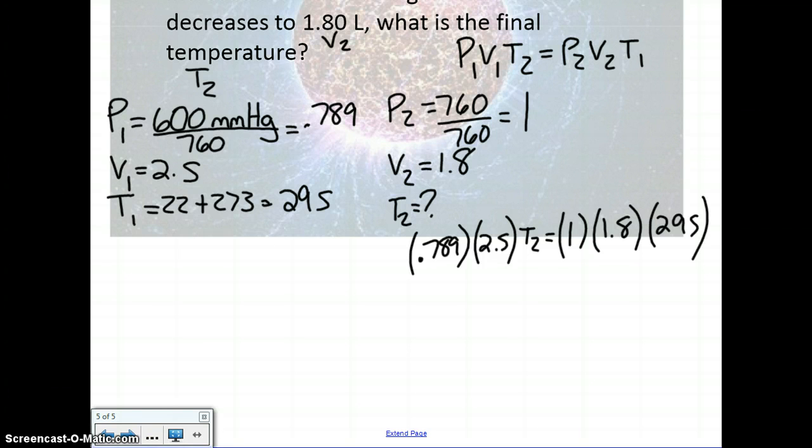All right, Tyler Cade, what's 1.8 times 295? 531. All right, and that's equal to, what's 0.789 times 2.5? 1.97. Thank you, Sledge. Okay, and then to get T2 by itself, we're going to divide by 1.97.